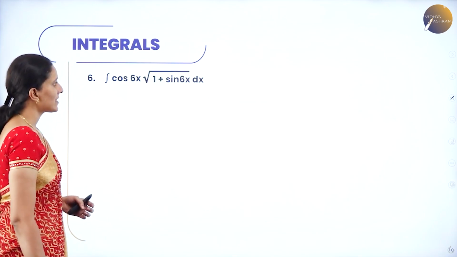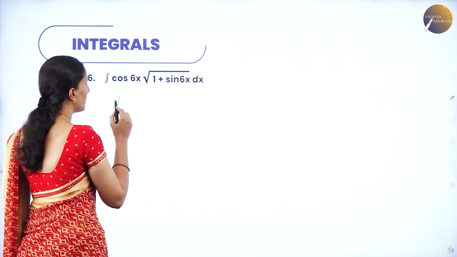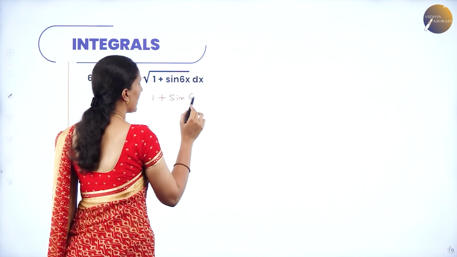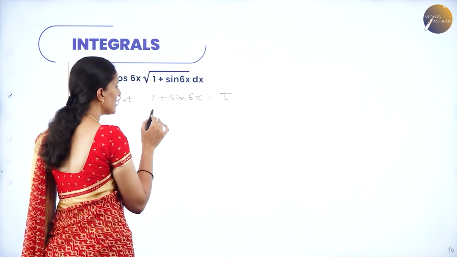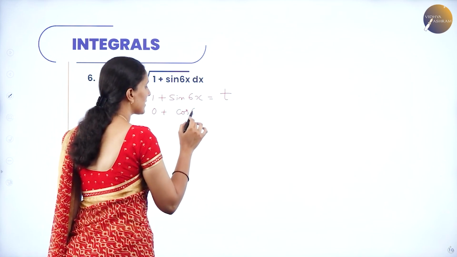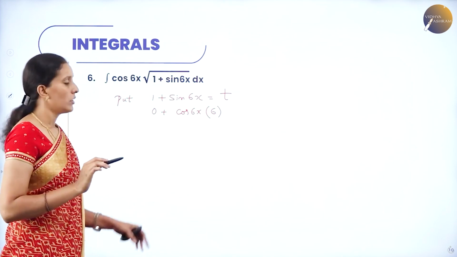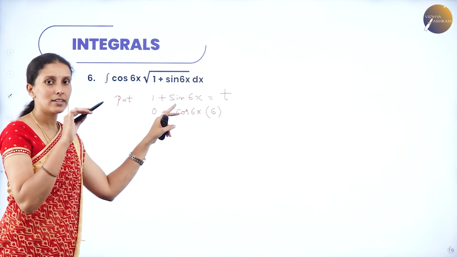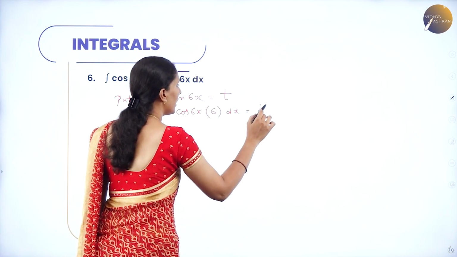Next, integral of cos 6x square root of 1 plus sin 6x dx. So, here put 1 plus sin 6x is equal to some t. Now, derive it. Derivative of 1 is 0. Derivative of sin 6x is cos 6x into derivative of 6x, which is 6, using chain rule. So, 6 cos 6x dx is equal to dt.